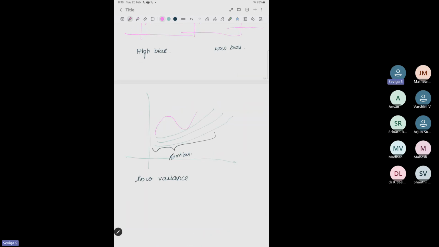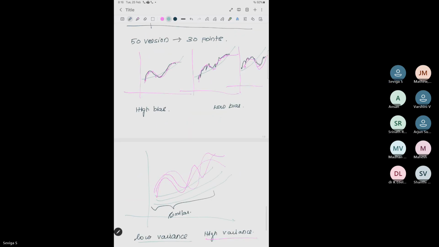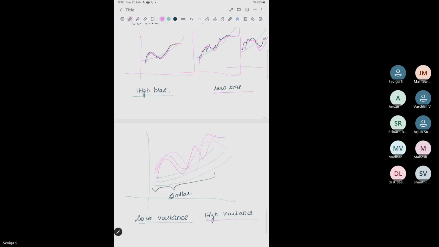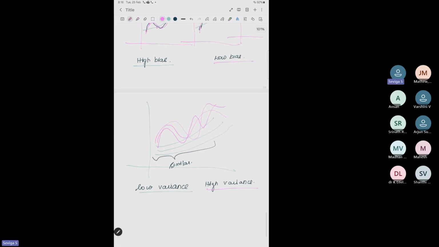If we put all the curves together, there is a lot of variation to it. They are not similar to each other. So we can say it has high variance. Is it clear?